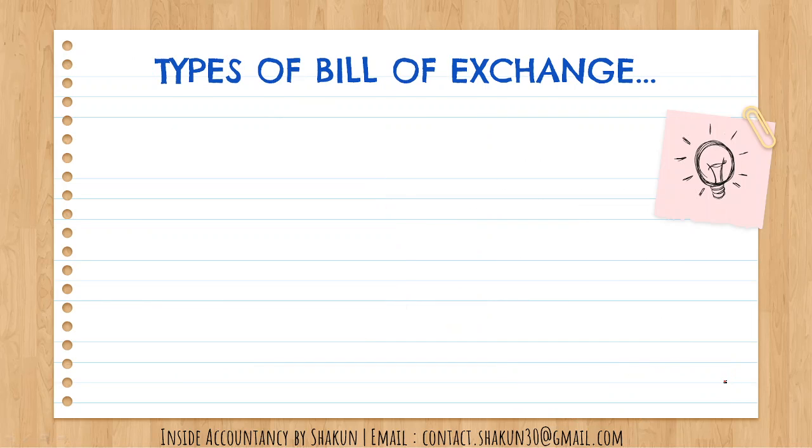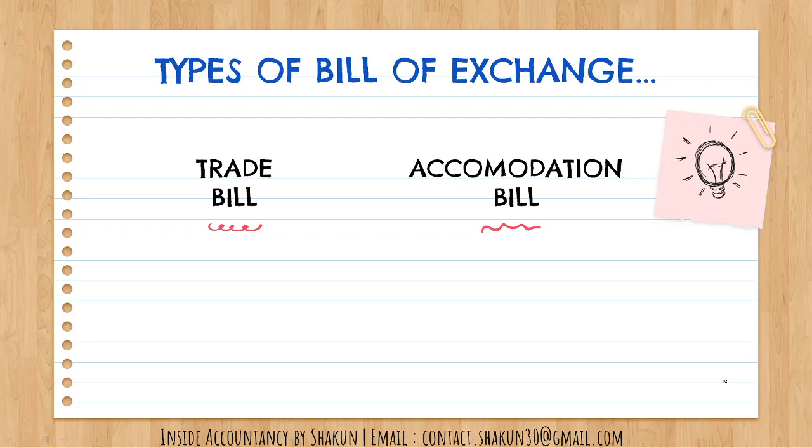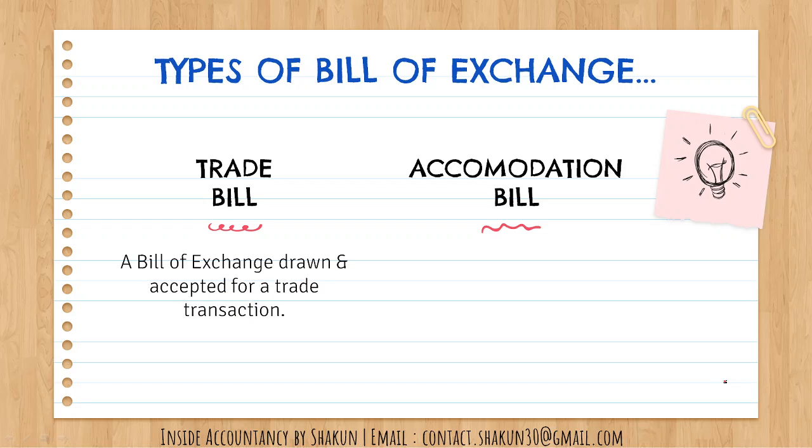Now let's talk about the types of bill of exchange. There are basically two types of bills of exchange: trade bills and accommodation bills. Commonly what we know as trade bills. Trade bills is that kind of a bill of exchange which is drawn and accepted for a trade transaction. Trade transaction in terms of sales or purchase. Like in our example, A sold goods to B and because of that the bill was drawn. That is known as a trade bill.